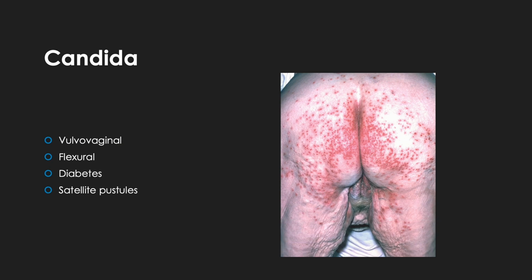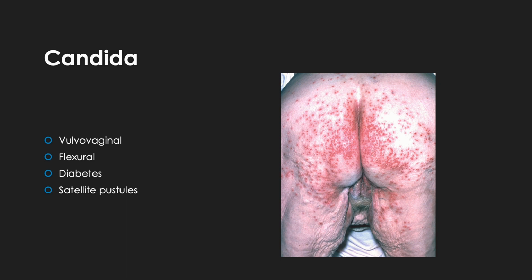Candida is one of the more common yeasts to affect the skin. It will produce vulvovaginal changes, thrush, but it can affect the flexural areas, particularly the groins, the perianal area, and the axillae. And it's relatively common to complicate nappy eruptions in children.